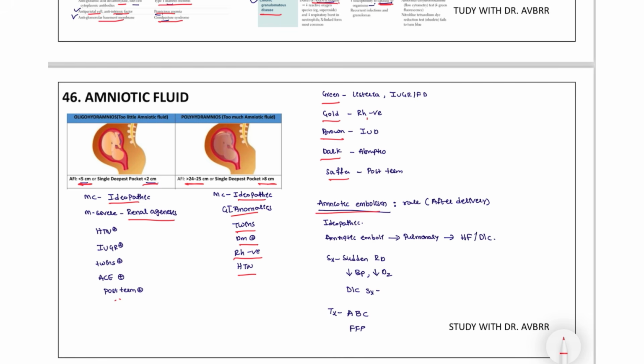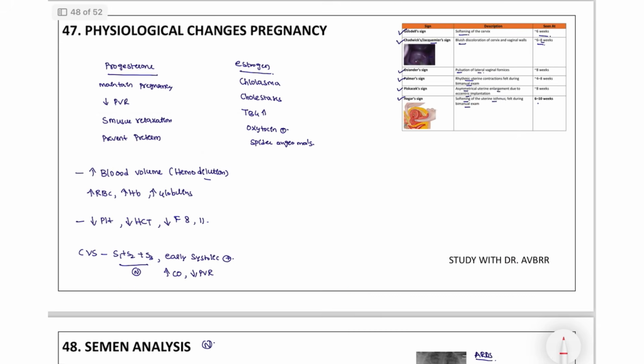Amniotic embolism is a very rare condition seen after the delivery, an idiopathic condition: sudden respiratory distress, sudden collapse of the BP, sudden O2 desaturation, DIC symptoms. Consider this as an amniotic embolism. Treatment is resuscitation and fresh frozen plasma infusion for this patient.